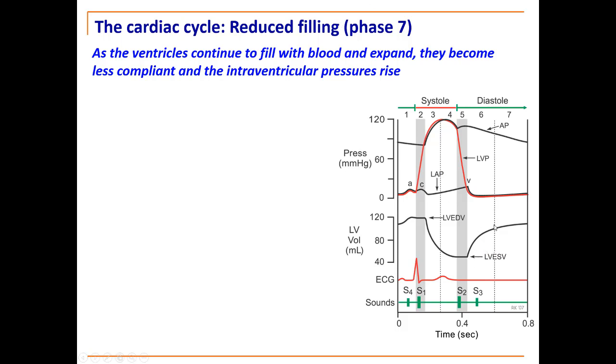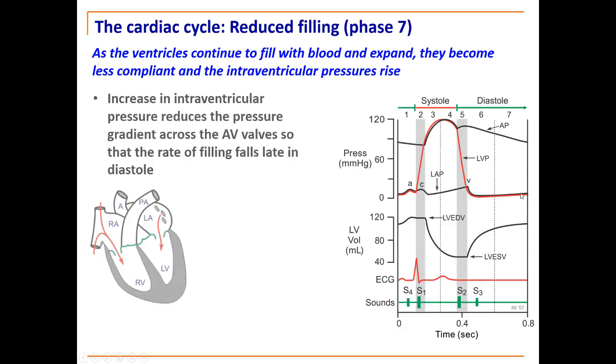Looking at phase 7, you can see that the rate of filling of the left ventricle is now decreasing, but the pressure in the left ventricle is still going up. So as the ventricles continue to fill with blood and expand, they become less compliant. In other words, they have less ability to stretch outwards and get bigger. And therefore, as they can't stretch out as much, the intraventricular pressure continues to rise, as we're seeing there.